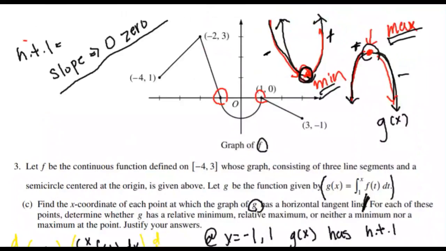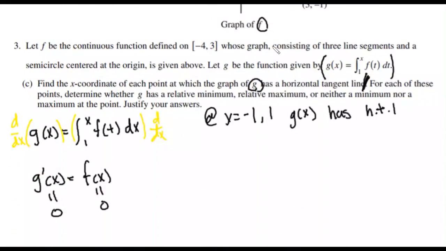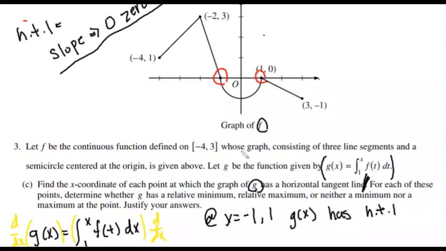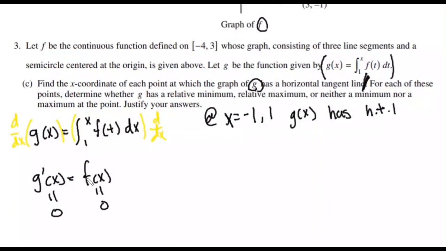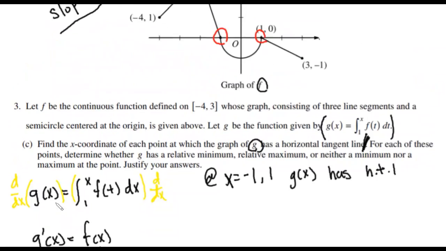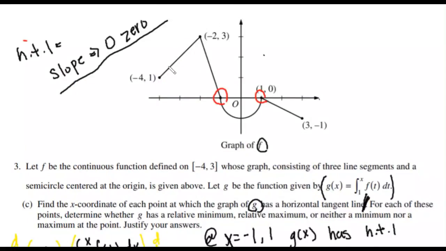So looking at that, in part C, it asks whether g has a relative minimum, relative maximum, or neither. We found two points, x equals negative 1 and 1. Because it's the graph of f, what does the graph of f equal to? The slope line of g of x. So this is the slope line.